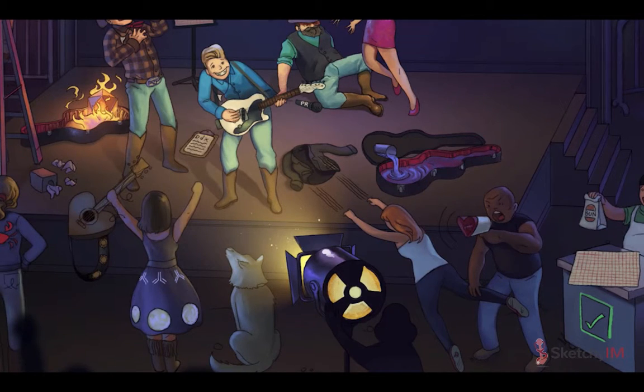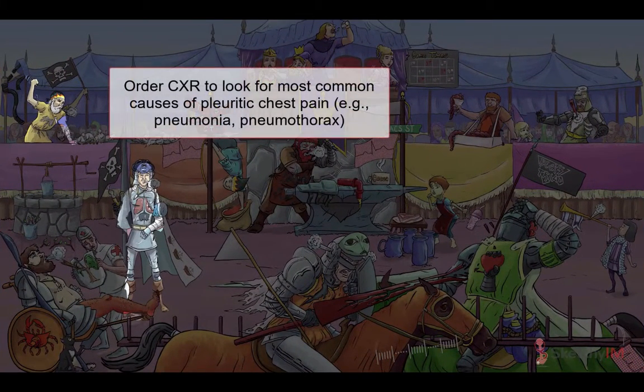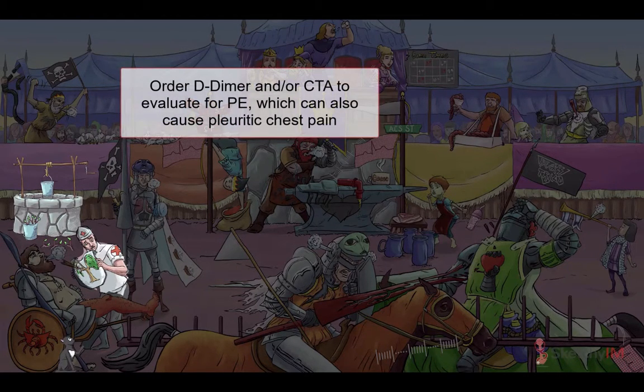So, your patient's got pleuritic chest pain. What else can it possibly be besides acute pericarditis? Two of the most common causes of pleuritic chest pain include pneumonia and pneumothorax. Fortunately, they're both very easy to pick up on routine chest x-ray. The other disease that classically produces pleuritic chest pain is pulmonary embolism.